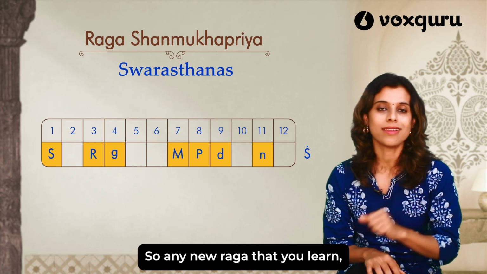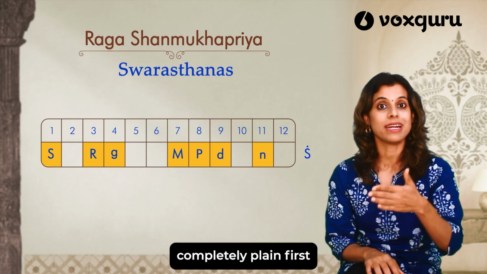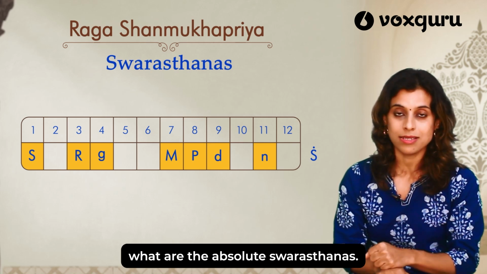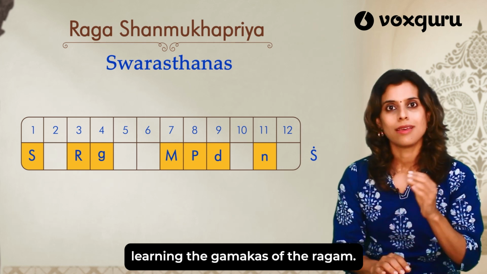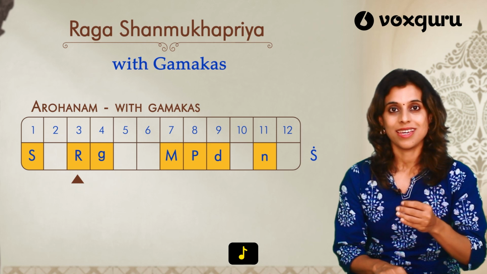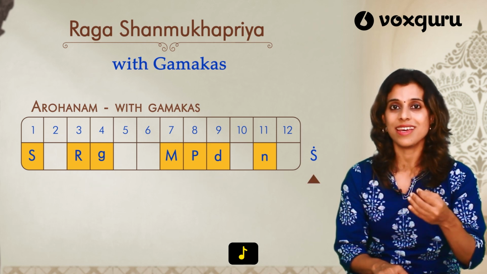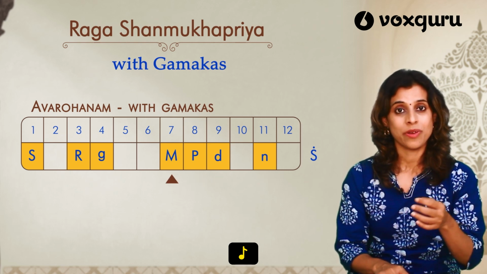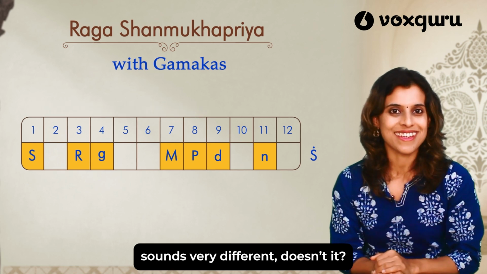So any new raga that you learn, make sure that you are able to sing the notes completely plain first and you are very clear of what are the absolute Swarasthanas, and only after that you should start learning the gamakas of the raga. And now let us see how the raga sounds with gamakas. Sa ri ga ma pa da ni sa sa ni da pa ma ga ri sa. Sounds very different, doesn't it?